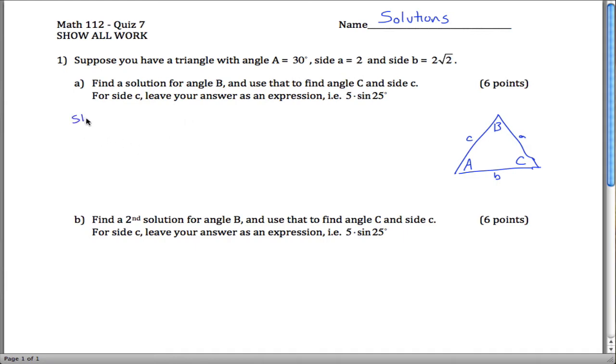The sine of B divided by b, which is 2 root 2, has got to be the same as the sine of A divided by a. Sine of 30 degrees divided by 2. In other words, the sine of B has to be equal to, let's see, sine of 30 is 1/2. If I multiply this 2 root 2 over there, it would show up on the top. Then that whole thing is over 2. These would cancel out, and I'll get root 2 over 2. And if the sine of B is root 2 over 2, one possibility is that B equals 45 degrees.